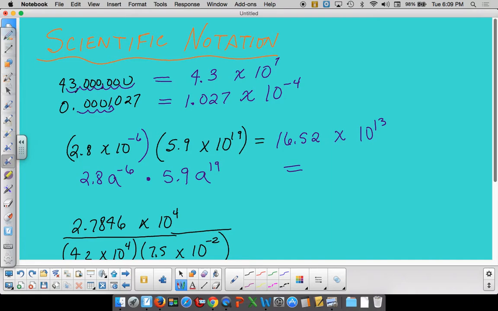In this case though, my final answer is not in proper form. I need my decimal moved over 1, so I have 1.652. So if I move that decimal by 1 place, the big question is, I know I have to change the exponent by 1, but do I make it get 1 bigger or 1 smaller? Well, what I always remember is I went from 16 to 1.6.